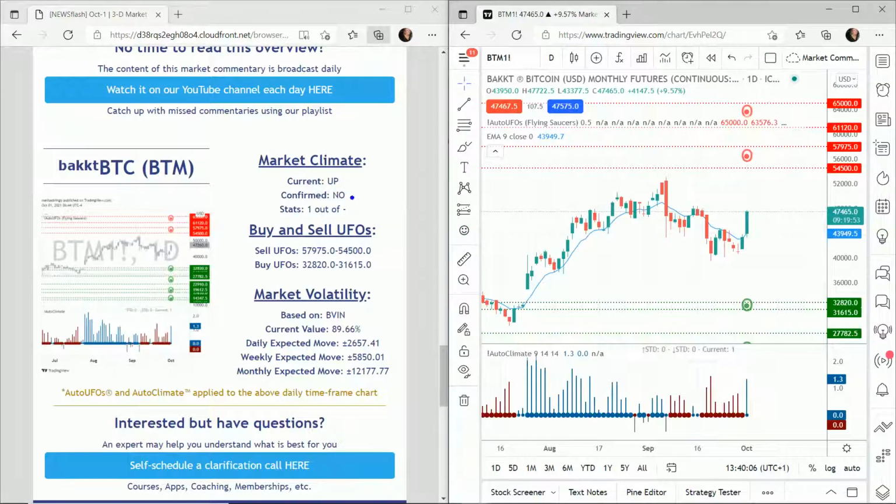With Bitcoin, we also have an unconfirmed climate. Thin blue dot there, doesn't really matter the colour, it's thin. That tells us not enough probability, no point doing anything. If you don't have probabilities up or down, no point buying or selling.